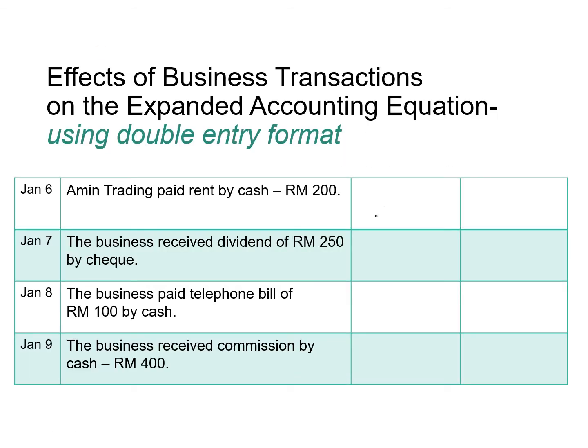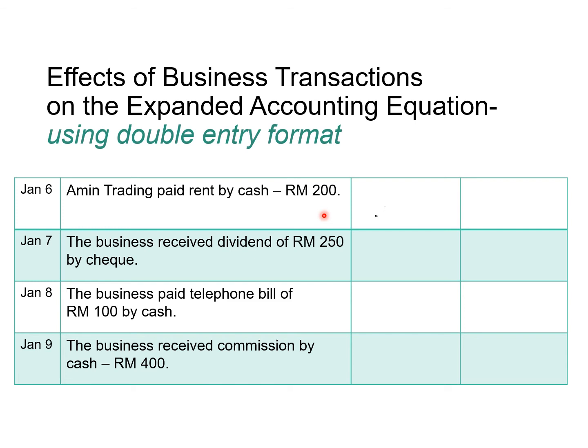Right, next kita nak tengok effect of business transaction on expanded accounting equation. So, kita sambung daripada yang sebelum ini. Sebelum ni dia tak ada melibatkan income and expenses. So, now kita tambah sikit. First adalah Amin Trading paid rent by cash. Dia bayar sewa menggunakan tunai.